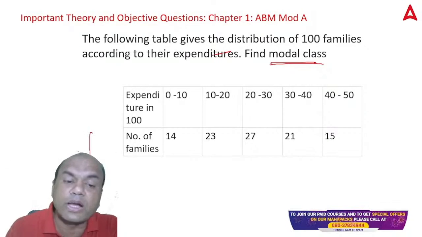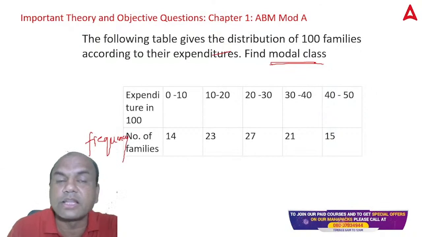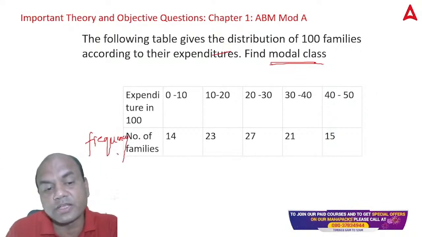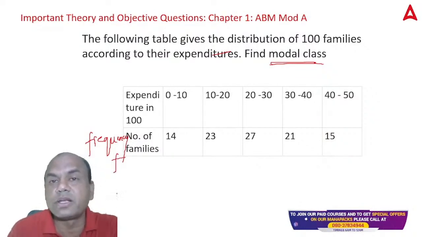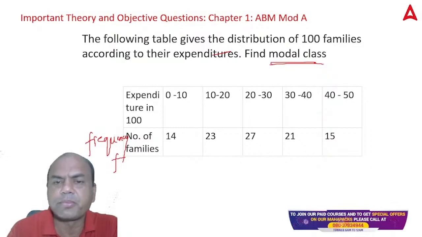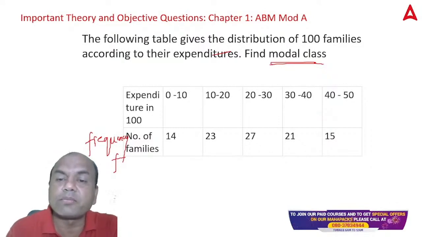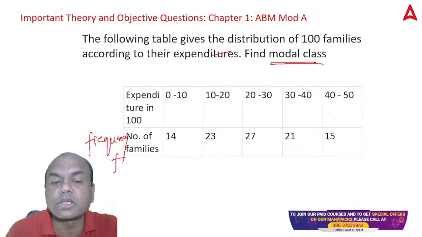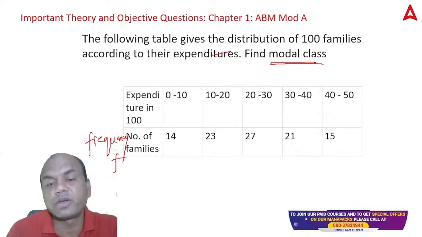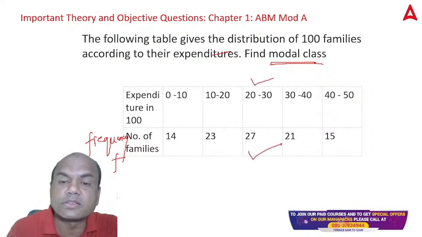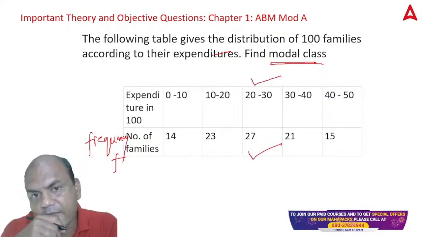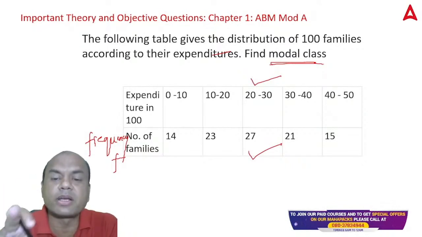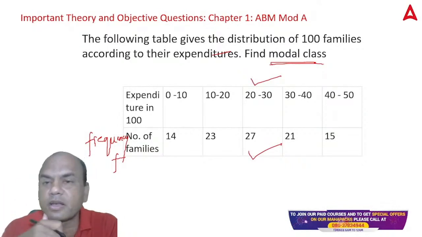Always you must be able to identify the frequency first. If you understand F, then it becomes easier. This is called F, frequency. Always it depends on frequency, which is the mode or the median or whatever it is. Mainly mode. So mode means which occurs the maximum number of times. So who is occurring the maximum number of times? 27. So this is my modal class. Got it? Simple. Modal class, remember, is always the one occurring the maximum number of times.